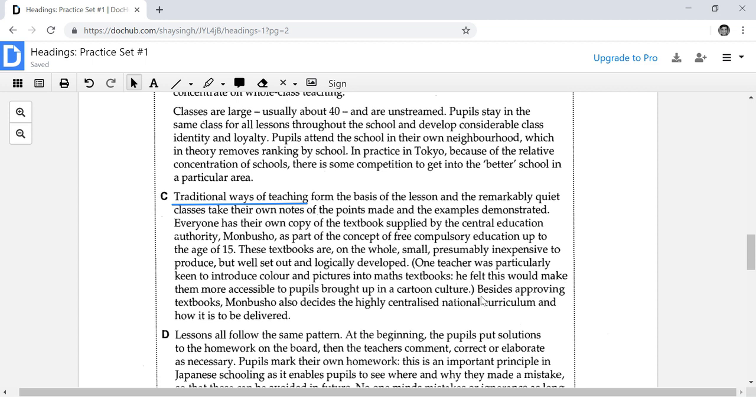It says here, besides approving textbooks, Monbusho also decides the highly centralized national curriculum and how it is to be delivered. Okay, so it seems to be talking very much about Monbusho. We have Monbusho here. The word again appears over here, and is basically talking about the traditional ways of teaching in relation to the central authority that is Monbusho. And then down here is again talking about how Monbusho decides the national curriculum, and basically it's talking about the impact that Monbusho has on the teaching system.